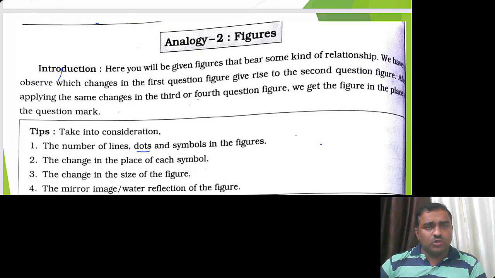Okay, so have you got it? Once again, I repeat. You have to see the number of lines, dots, and symbols. Then you have to see a change in the place of each symbol. Then you have to look for change in the size, and then you have to see whether it is mirror images or water reflection. Okay, now let's move on, and we will start the examples directly.